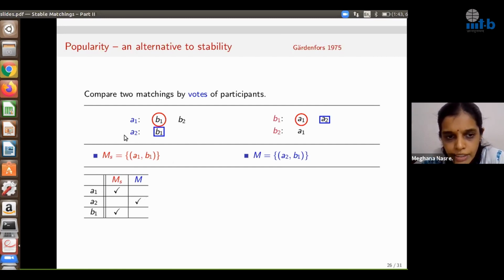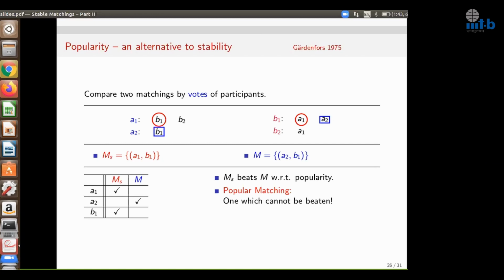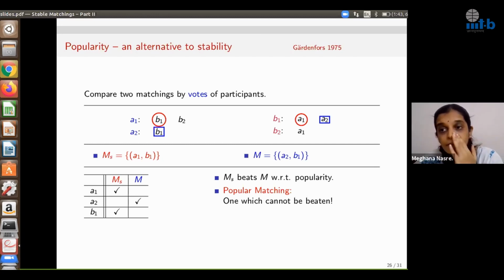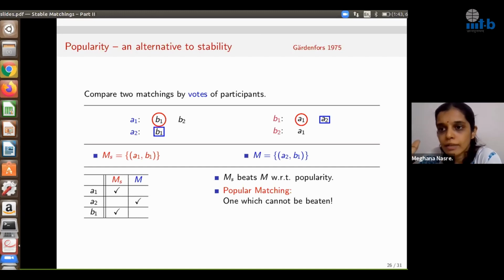Once you have computed this table, you just ask which matching gets more votes over the other. The one which gets more votes will be called a more popular matching, that is, it is better in terms of this notion of popularity with respect to the other matching. It's only a pairwise comparison, and a matching is popular if it cannot be beaten by any other matching. So if you take a matching and show that some other matching doesn't beat it, that doesn't mean the matching has become popular. You have to make sure that no other matching beats it.